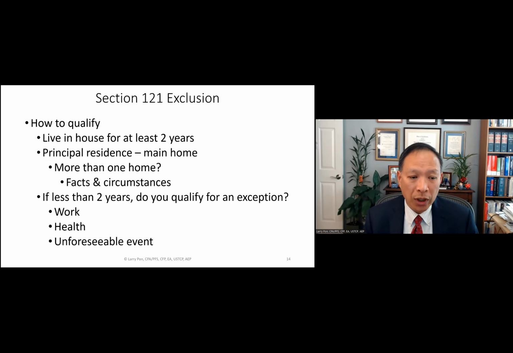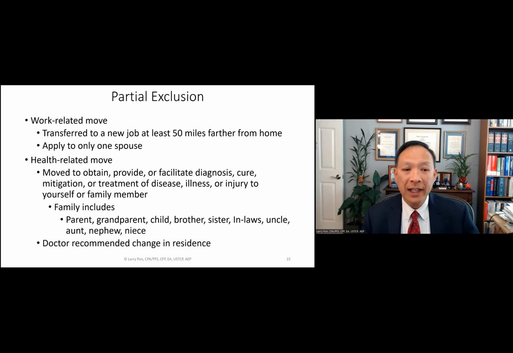That's in case of work-related situations, health, or unforeseeable events. So a work-related move would be you got transferred to a new job at least 50 miles farther from home, and it only needs to apply to one of the spouses. An example is an executive I know. He bought a house in Seattle, Washington. Well, his employer said he doesn't have a job in Seattle anymore, so he moved to the San Francisco Bay Area. The Seattle market was pretty hot. He sold within 2 years. But because he got a new job here in the Bay Area, which is more than 50 miles away, we were able to use a partial exclusion. So he didn't have to pay tax on the entire gain.